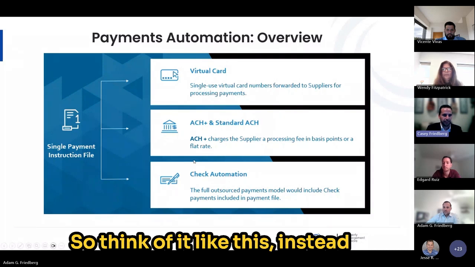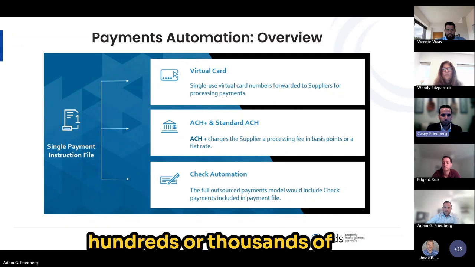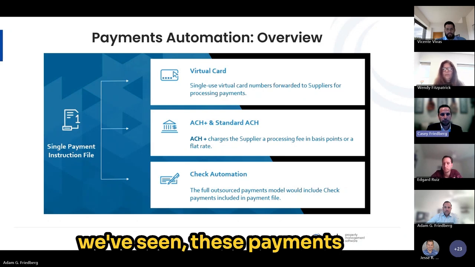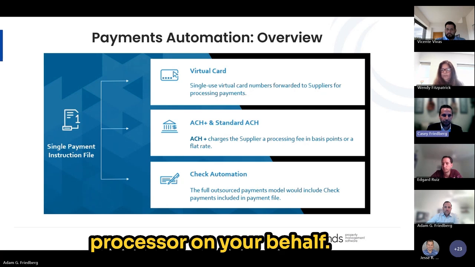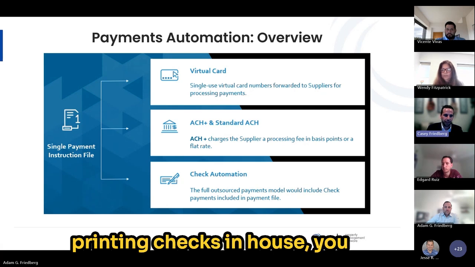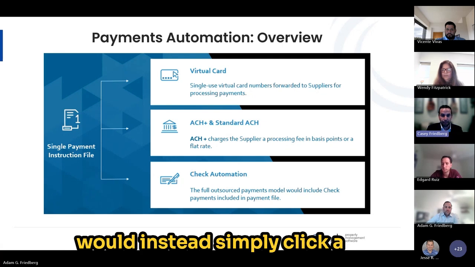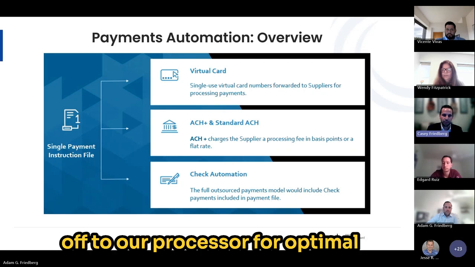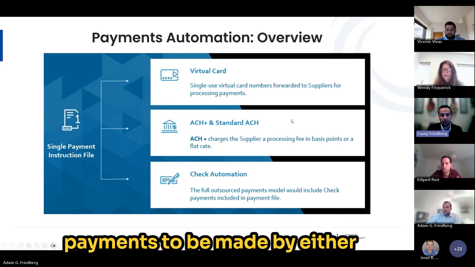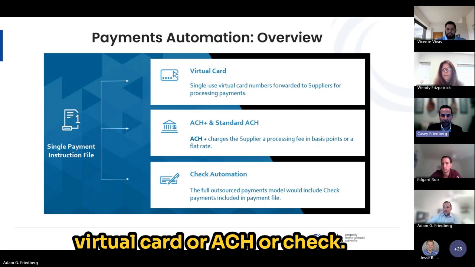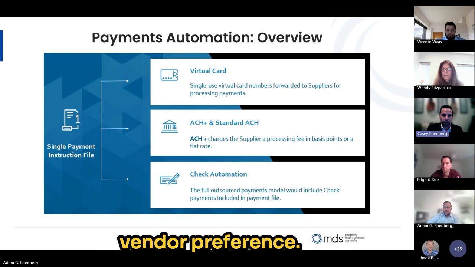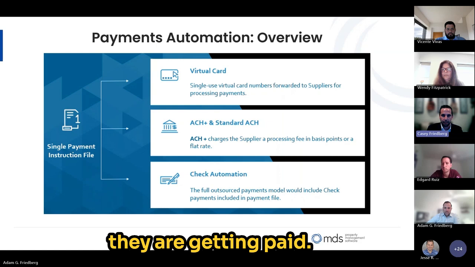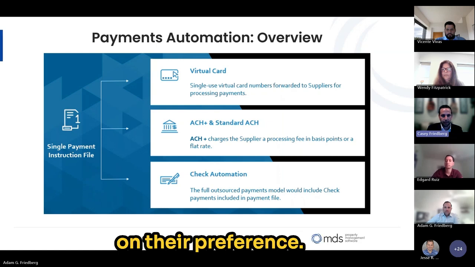So think of it like this. Instead of printing and mailing hundreds or thousands of check payments per month, which is timely and costly, as we've seen, these payments are completed through our processor on your behalf. And since you will not be printing checks in-house, you would instead simply click a button in your MDS platform to have the full approved job sent off to our processor for optimal payments to be made by either virtual card or ACH or check. And this is all based on your vendor preference. So we are not determining and dictating how they are getting paid. They will be paid based on their preference.